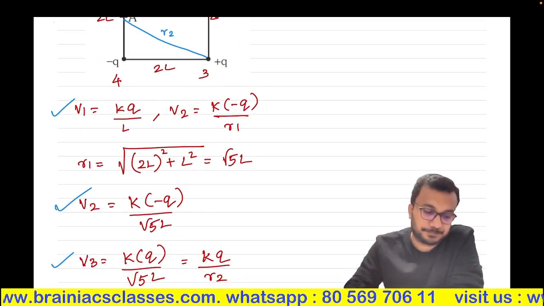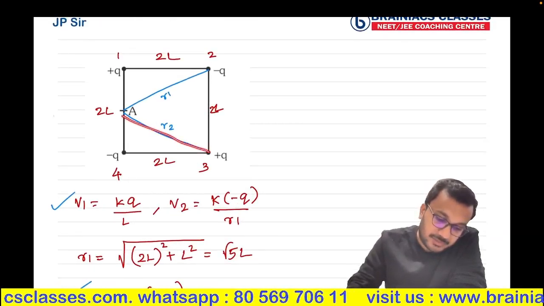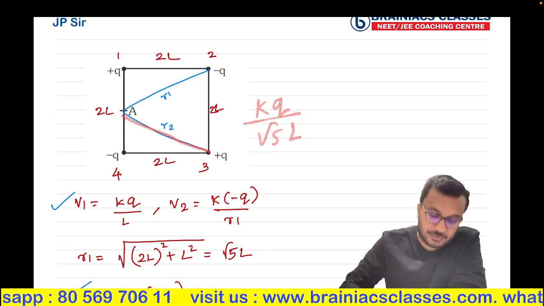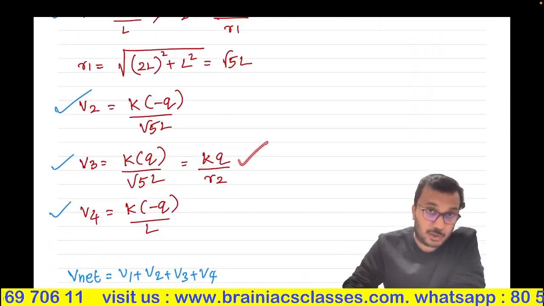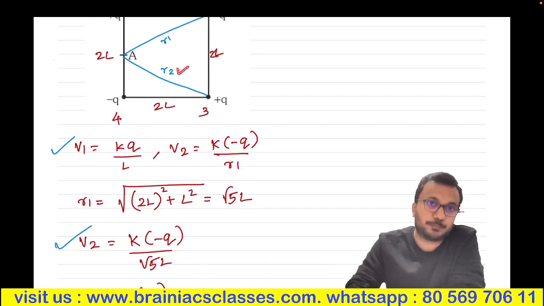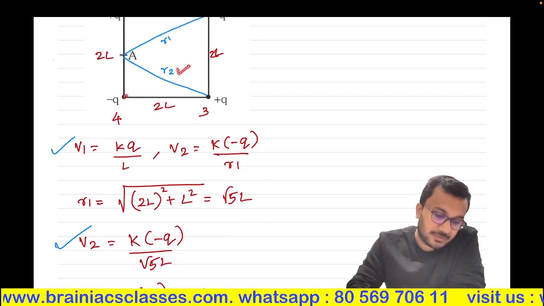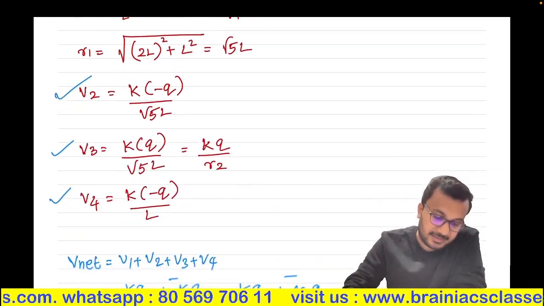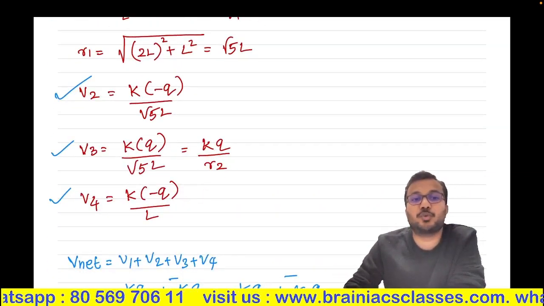So V2 is written. Next, V3. What will V3 be? KQ divided by the distance, root 5 L. So V3 is KQ by root 5 L, with distance R2. Next, the other charge Q4. The distance of Q4 to this point is how much? L. So V4 is K into minus Q by L.